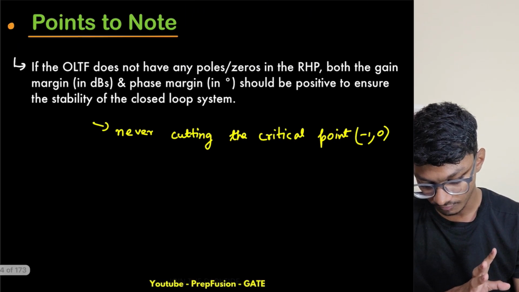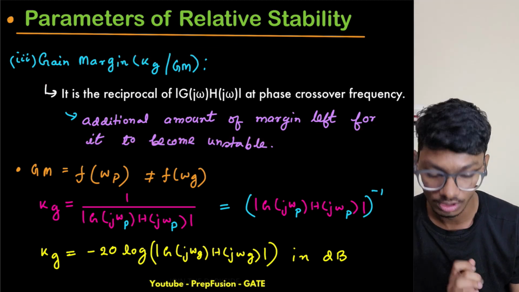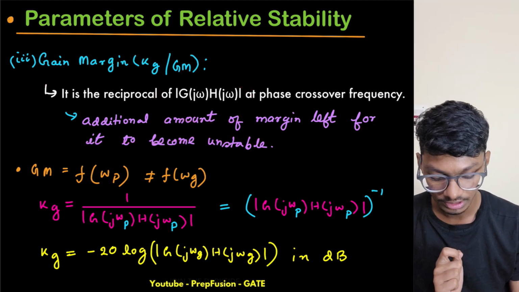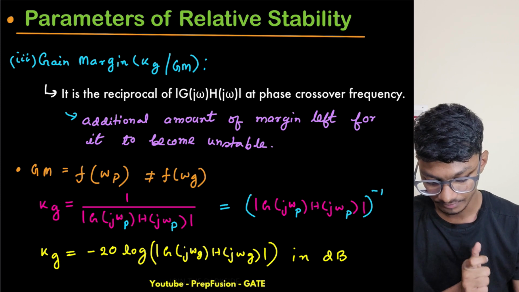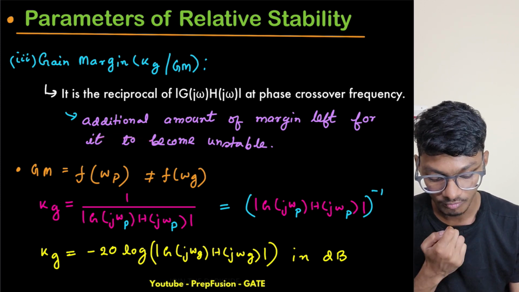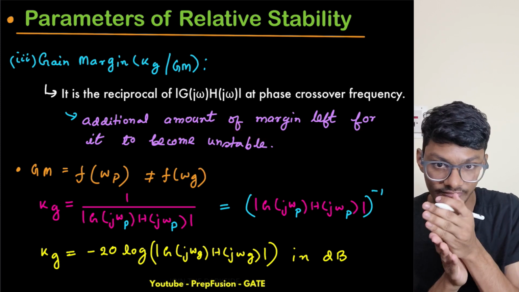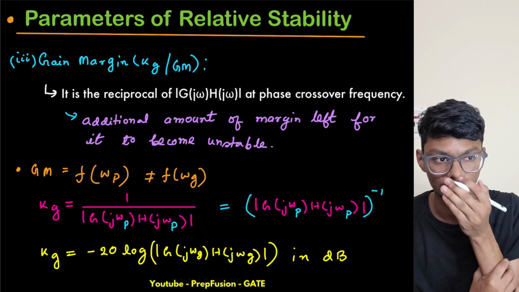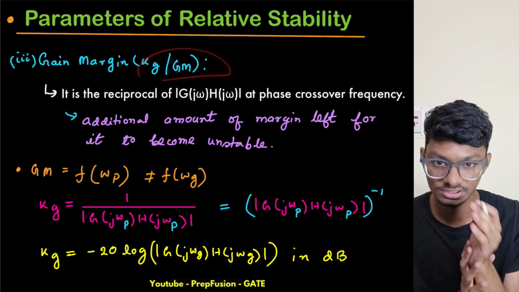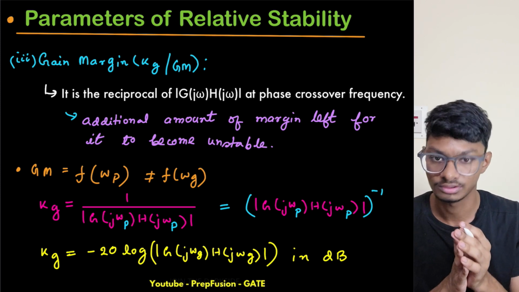So from the diagram itself I can understand what the gain margin is. It is the reciprocal of the magnitude of my OLTF at the phase crossover frequency. What does this signify? Basically the additional amount of margin left for it to become unstable. If the OLTF reaches -1 at the point when my phase is -180 degrees, then obviously my system will become unstable. I hope you got it.